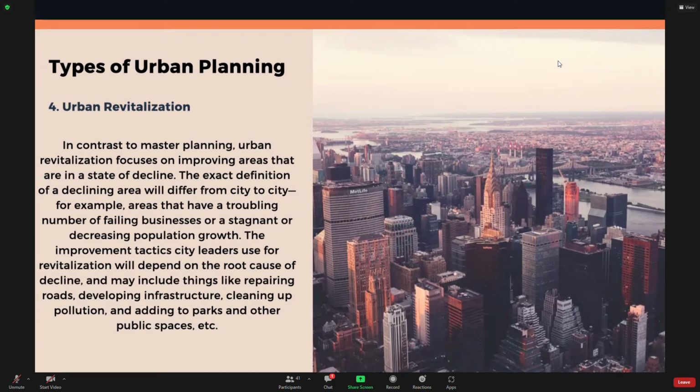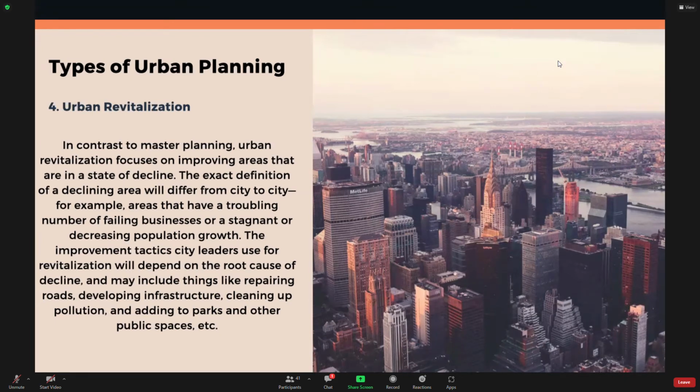So sometimes we hear the term rejuvenation, urban revitalization, urban rejuvenation. So there are lots of terms that have been used, but the objective is the same. Is to renew, to give a new breath, to refresh, to revitalize the urban areas. So in contrast to master planning, urban revitalization focuses on improving areas that are in a state of decline.